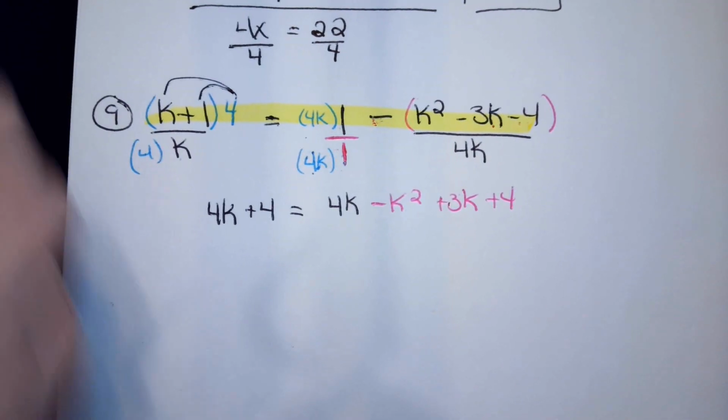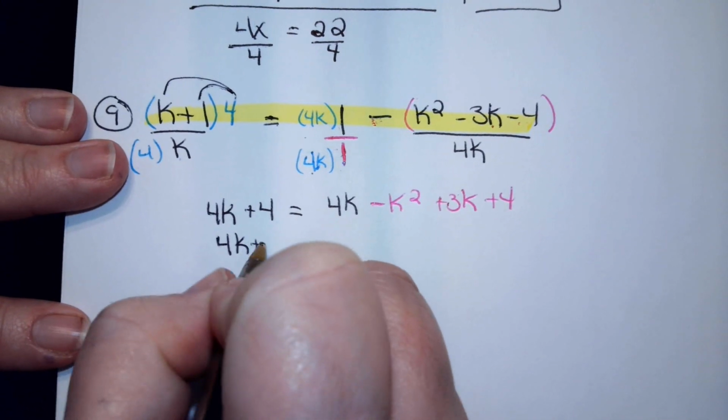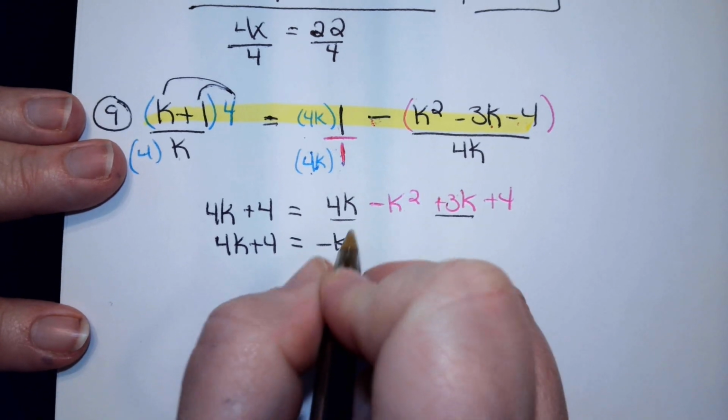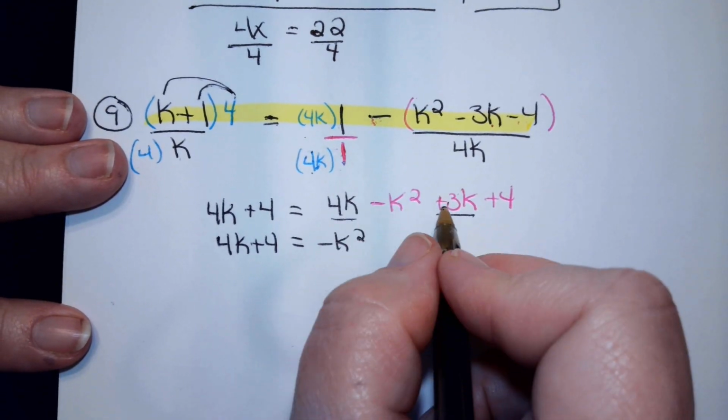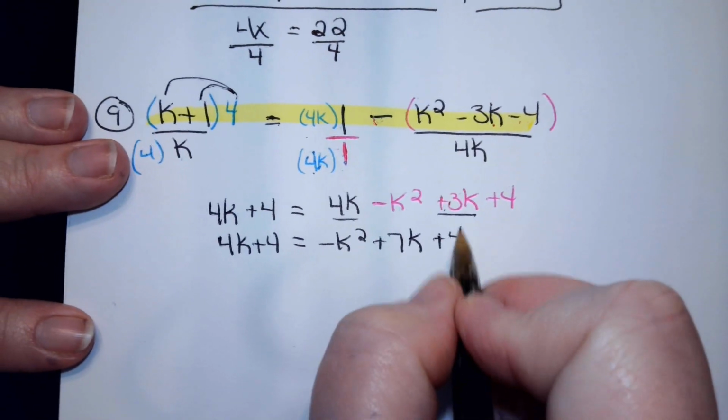So let's combine any terms that we have that are like. So we got 4k plus 4. Right here I got my k, so we got negative k squared. 4k plus 3k is 7k. And then bring down our constant.